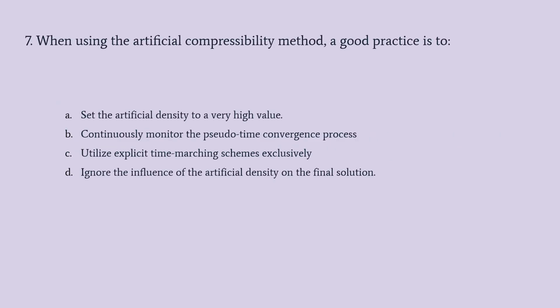Moving on to the next question. While using the artificial compressibility method, a good practice is to... Which of the following is a good practice while using the artificial compressibility method? Option A, set the artificial density to a very high value. Option B, continuously monitor the pseudo time convergence process. Option C, utilize explicit time marching schemes exclusively. Option D, ignore the influence of artificial density in the final solution.